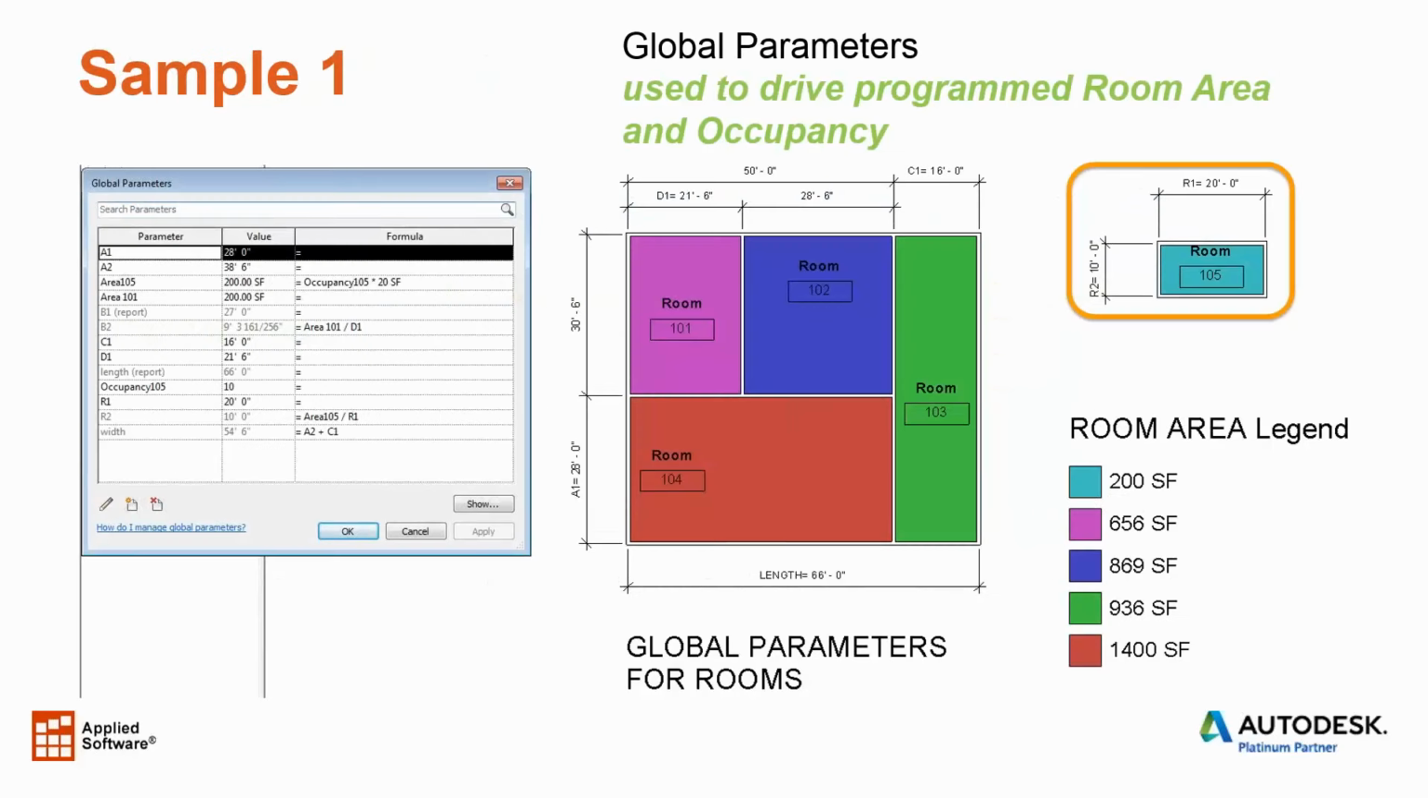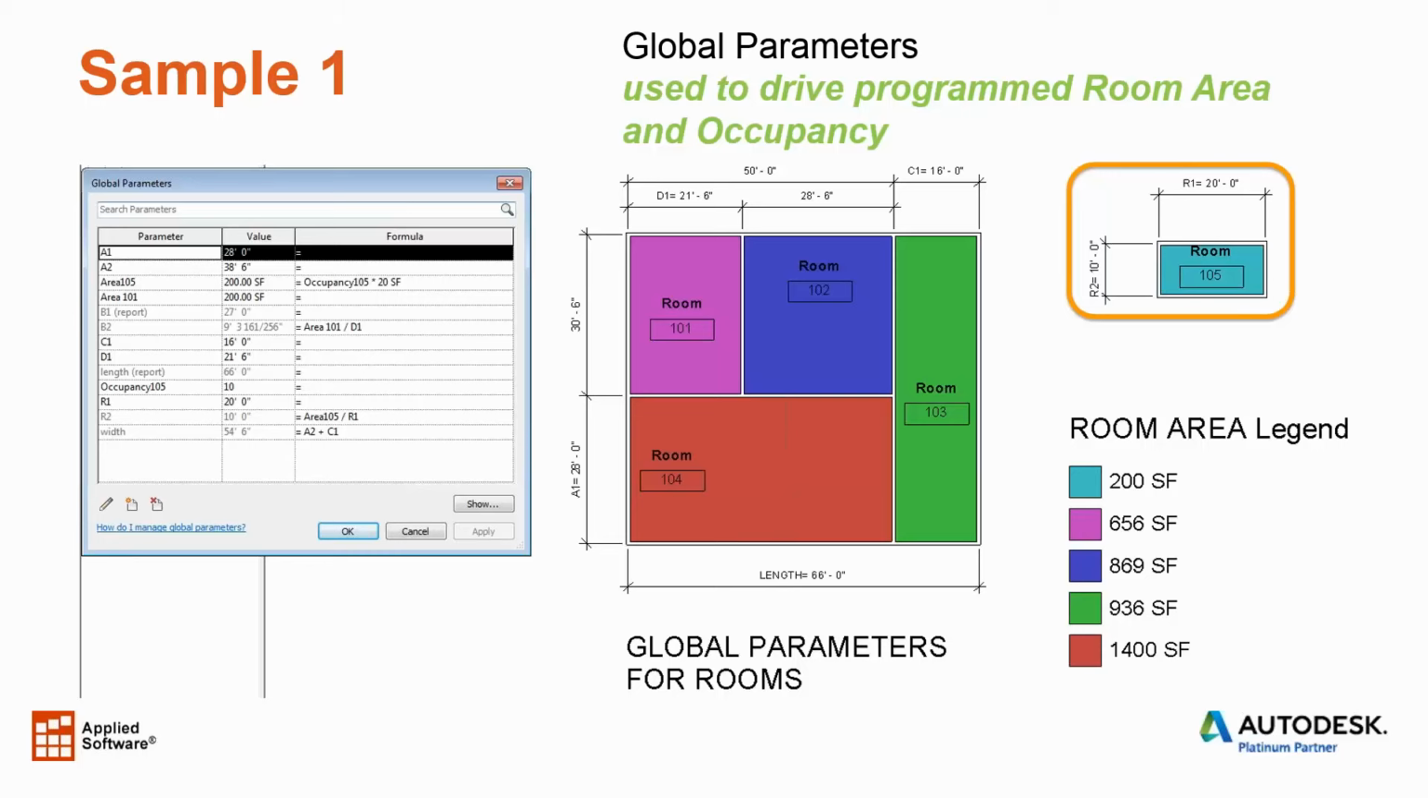I'm going to show you some samples, and then I'll switch back to Revit to show you live how this is done inside of Revit. Here's an example where global parameters are used to drive programmed room area and occupancy in the building.